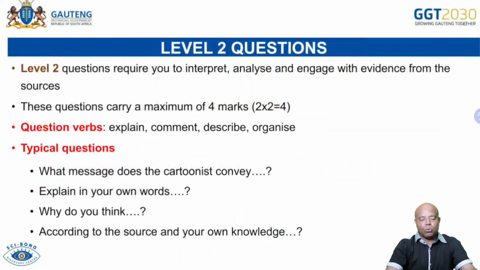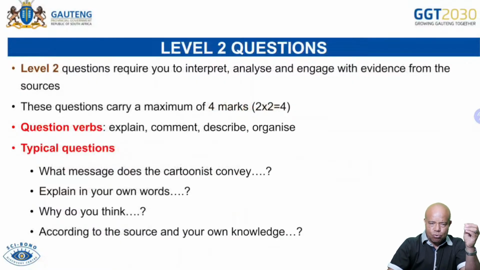Now, let's go to level 2 quickly. Level 2 questions require you to interpret, analyze, and engage with evidence from the sources. These questions carry a maximum mark of 2 times 2 basically. The question verbs are as follows. They are organize, describe, comment, and explain. Once you see these words, it informs me as the reader that this is a level 2 question basically. So you must familiarize yourself with these question verbs basically.